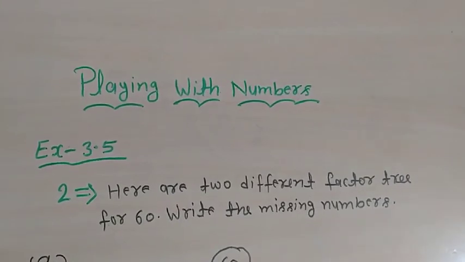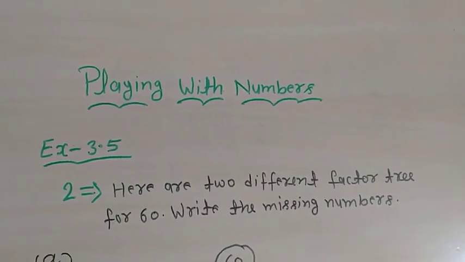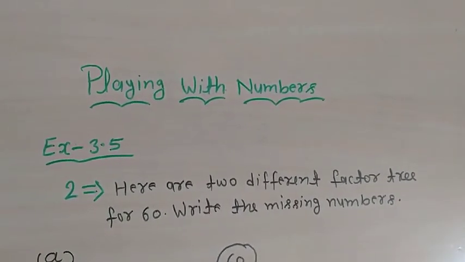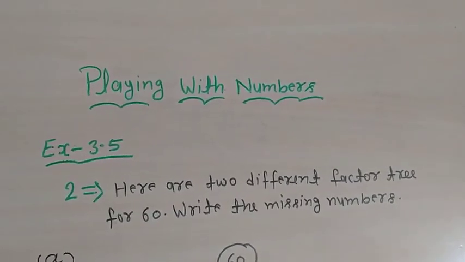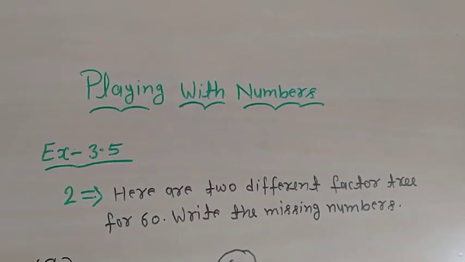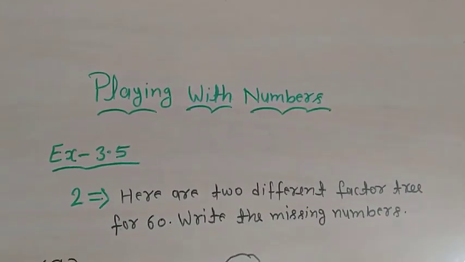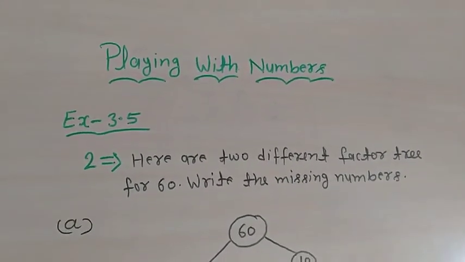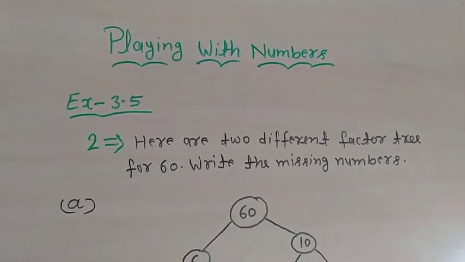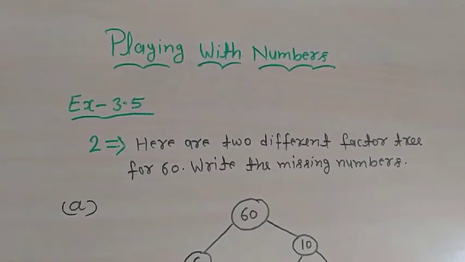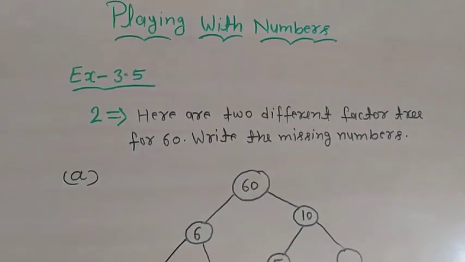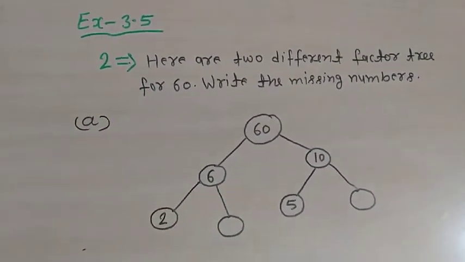Today we are going to solve exercise 3.5 of Playing with Numbers. Question number 2: here are two different factor trees for 60. Write the missing numbers. So you can see here, this is a part of question number 2.